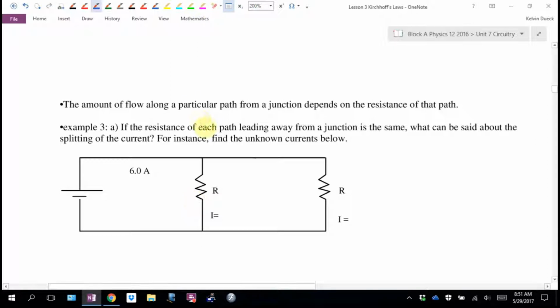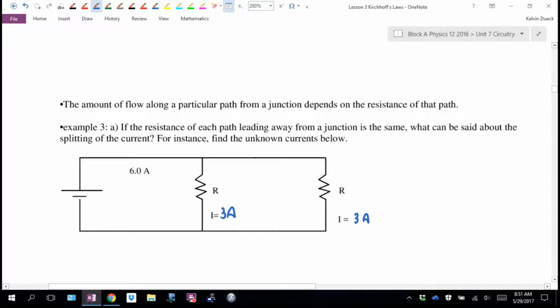Suppose the resistance of each path is the same. So we have 6 amps and there's 2 identical ski hills. What would make sense for how the current might split up if both ski hills are identical? 3 and 3. That's one I may pull out once in a while.